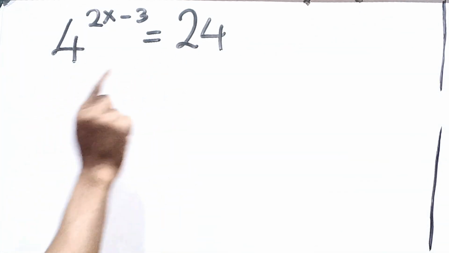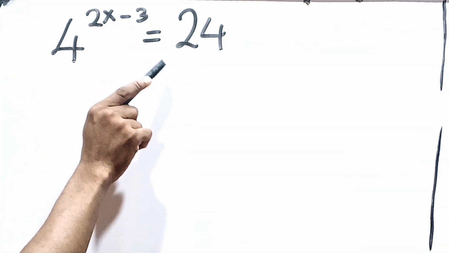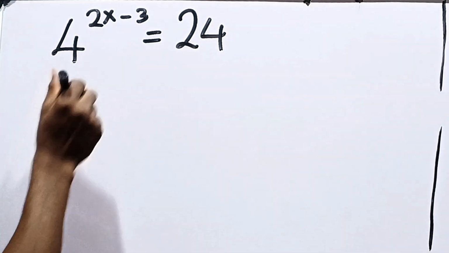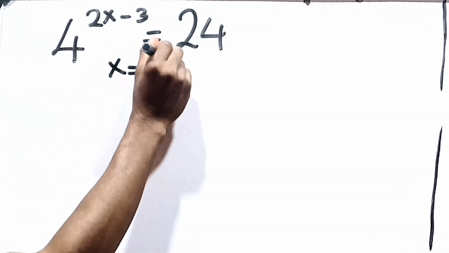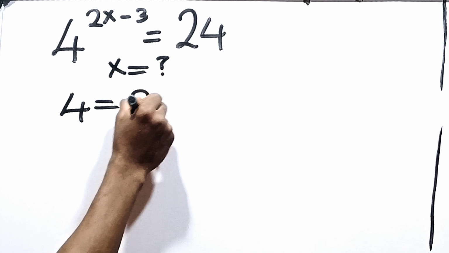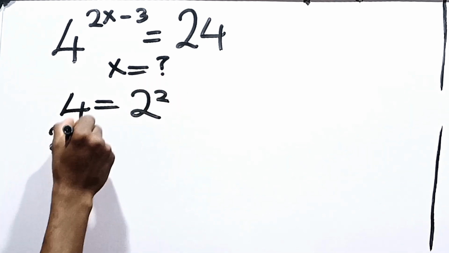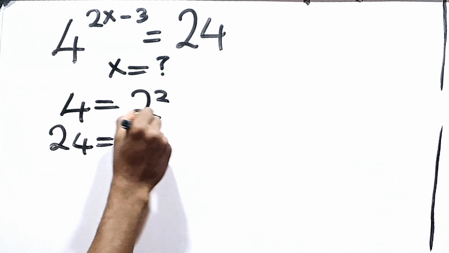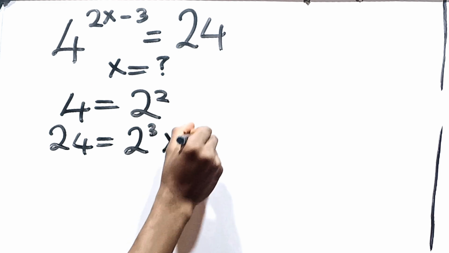Let's solve this together. It says 4 raised to power 2x minus 3 is equal to 24. We're required to solve for the value of x in this question. Now, first things first, you can re-express 4 to be equal to 2 squared and 24 to be equal to 2 raised to power 3 multiplied by 3.